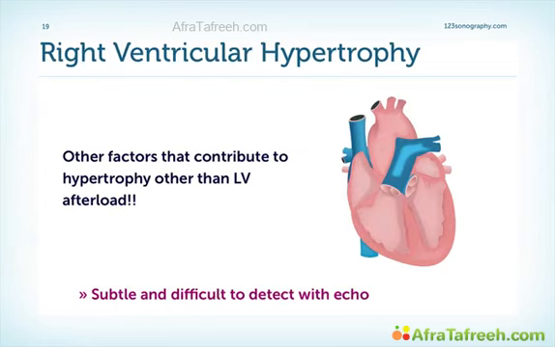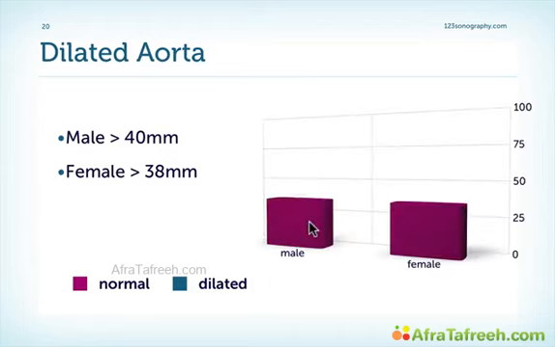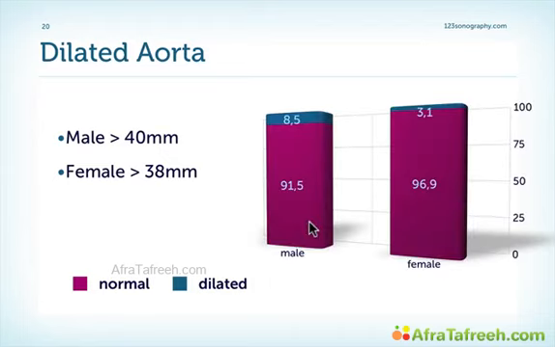I already mentioned that right ventricular hypertrophy is also frequently found in patients who have left ventricular hypertrophy, even in the absence of pulmonary hypertension. So other factors that contribute to hypertrophy other than LV afterload also play a role. This hypertrophy is usually subtle and mild, and it's very difficult to really detect hypertrophy of the right ventricle with echo. More importantly, you will very frequently find a dilated aorta in patients with hypertensive heart disease.